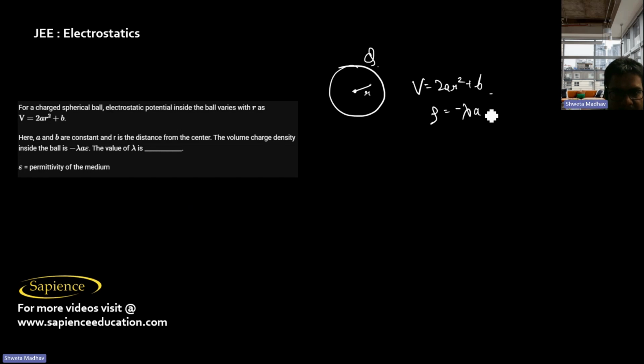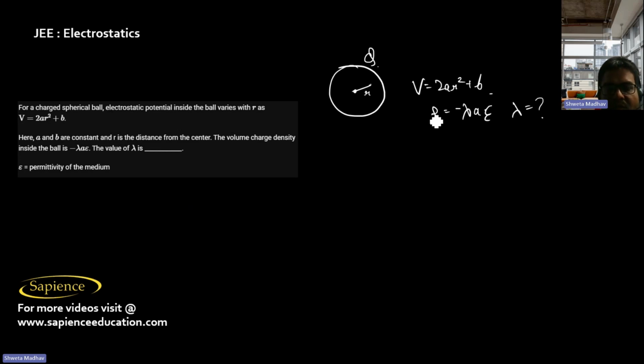Now here it is told for a charged spherical ball, there is a charged spherical ball and this electrostatic potential inside the ball varies with r as v equal to 2ar square plus b. Here a and b are constants and r is the distance from the center. The volume charge density inside the ball is minus lambda a epsilon, where epsilon is the permittivity of the medium. So rho, that is minus lambda a epsilon naught, then lambda we have to find out.